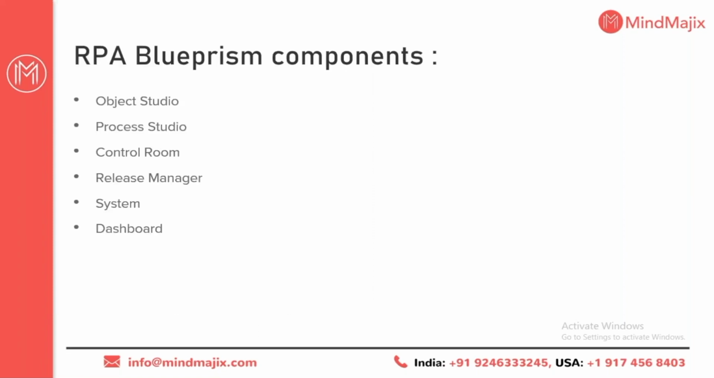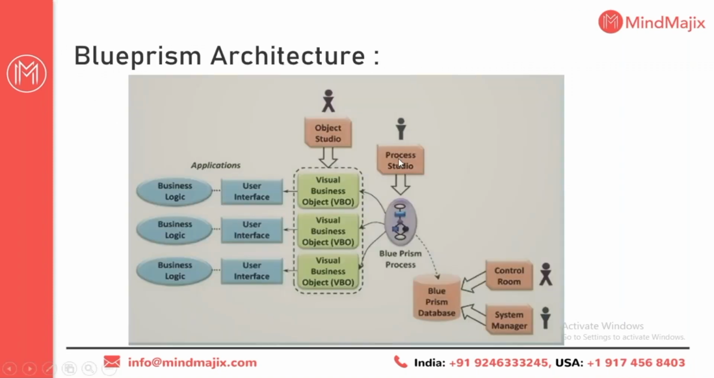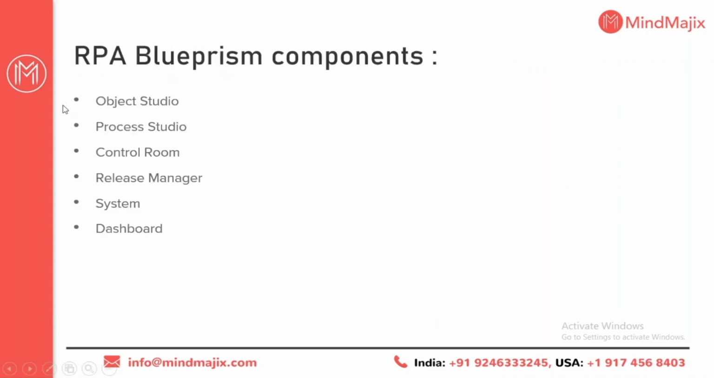What are the components of Blue Prism? As I explained in the architecture: Object Studio, Process Studio, Control Room, System Manager. Dashboard also I told you. Analytics is the area where you can create your own dashboards, to check your process execution, to check how your process is working, or to meet the customer's need, how they want to show the process execution. That can be done under the dashboard.